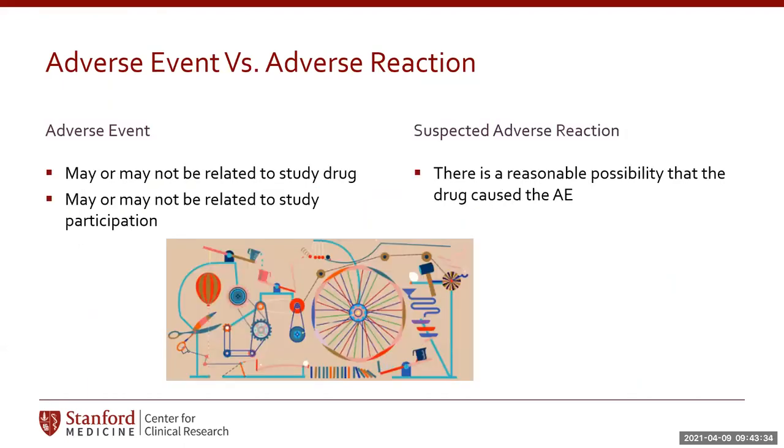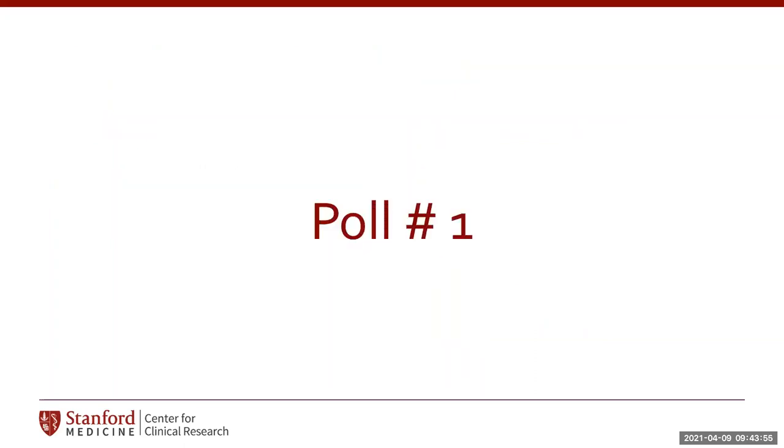To make it more succinct, adverse events may or may not be related to the study drug, may or may not be related to the study participation. Suspected adverse reaction, there is a reasonable possibility that the drug caused the AE. To make it even more succinct, the difference is causality. That's the difference between the two, pretty much.